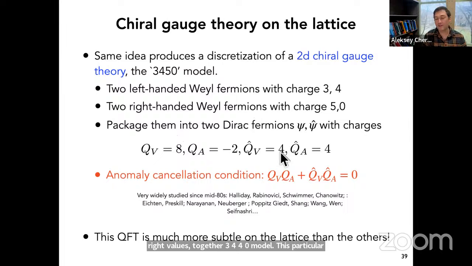These are the charge assignments that correspond to the 3450 model, which, you know, this times that is minus 16, and this times that is plus 16. So when you add them, you get zero, and that's what appears here. So this is secretly zero for the 3450 model.